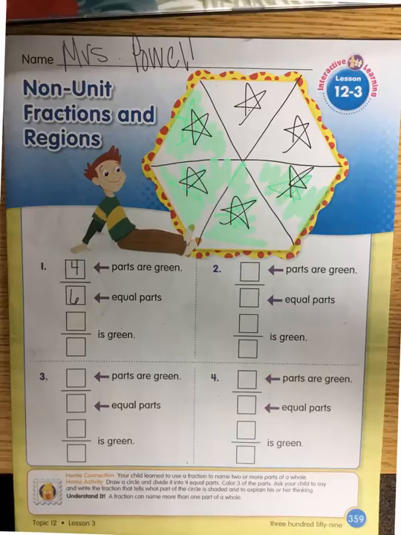If I were to write that fraction and talk about how much of that shape is green, I'd say 4/6 is green. 4/6 of this shape is green. I could do that again, and I could look at it this way.